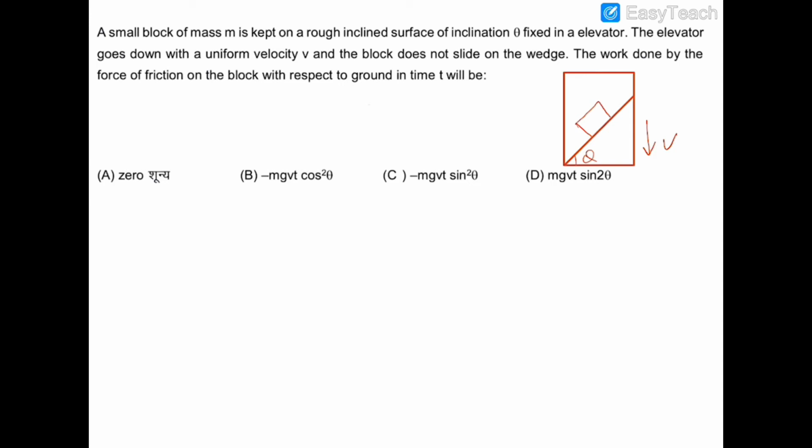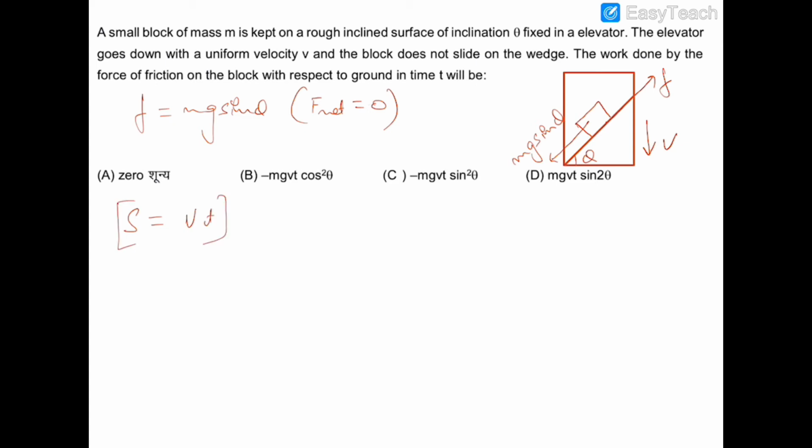So this block is not moving with respect to the elevator, which means that this mg sin theta is balanced by the friction acting on the block. So the friction will be acting in the upward direction, and this mg sin theta will be acting in the downward direction. So F is equal to mg sin theta, because net force acting on this block is 0, and the velocity of the block is in downward direction with respect to ground. Therefore the displacement of the block with respect to ground will be Vt in time t.